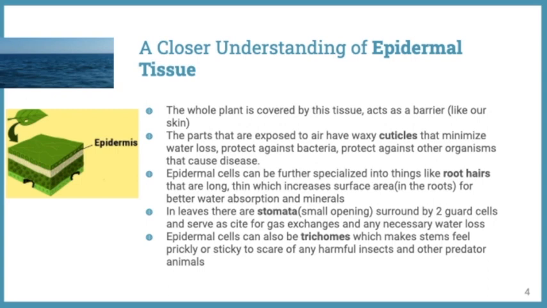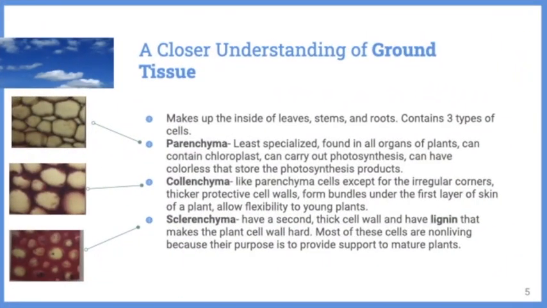In leaves, there are stomata, which are small openings, and they are surrounded by two guard cells that serve as a site for gas exchange and where water loss happens. Epidermal cells can also be trichomes, which make stems feel prickly or sticky, which scares off any harmful insects or other predator animals.